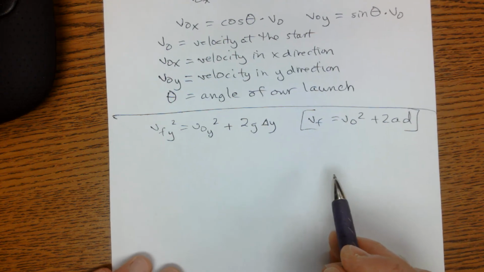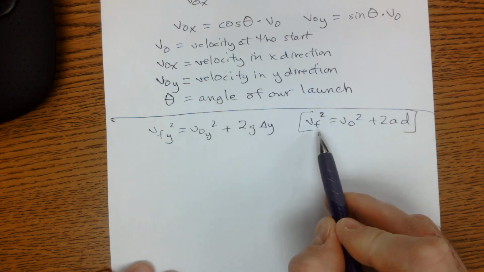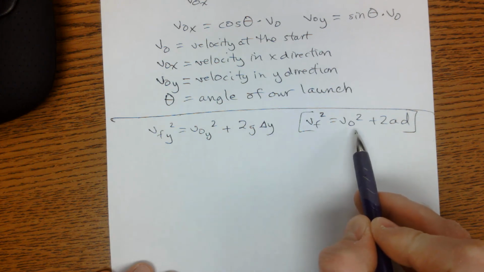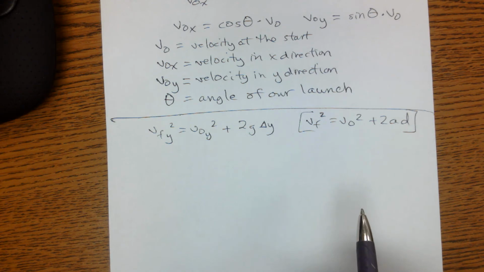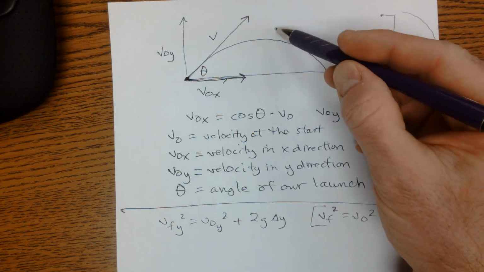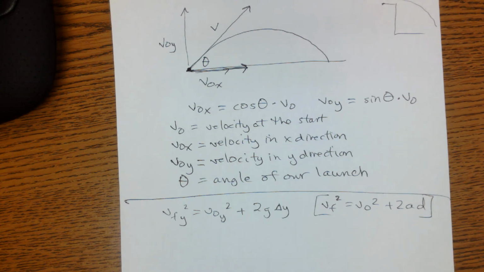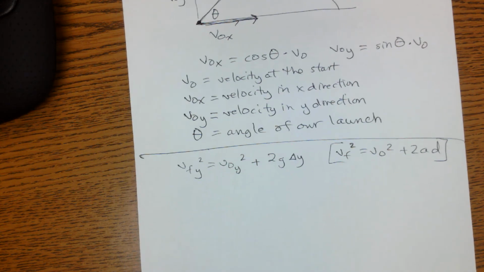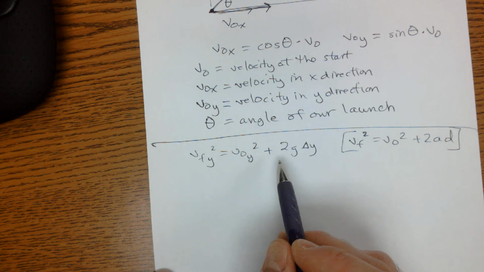So we're going to come back to an equation that we used earlier this year. You may recognize this one. Final velocity squared is equal to the initial velocity squared plus 2 times a times d. Well, what we'll do is we'll just calculate the time to the top here, and we'll say that our final velocity is 0.